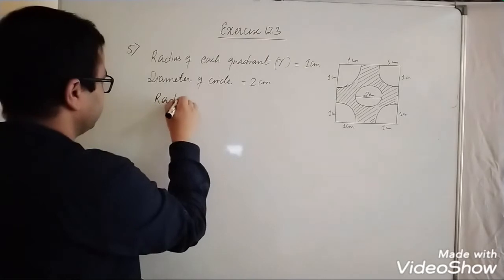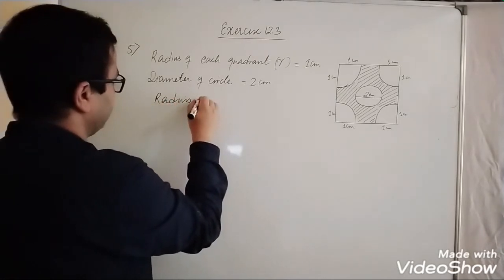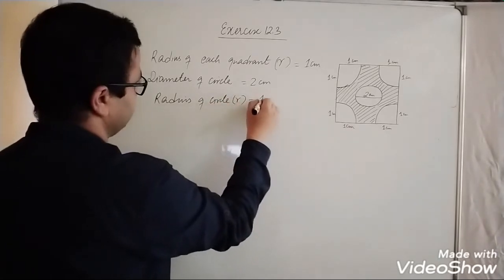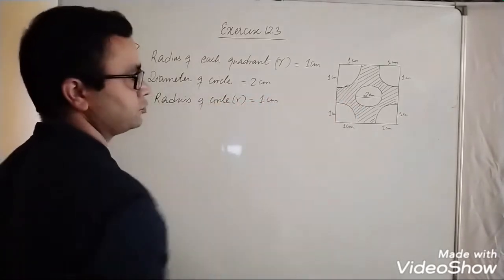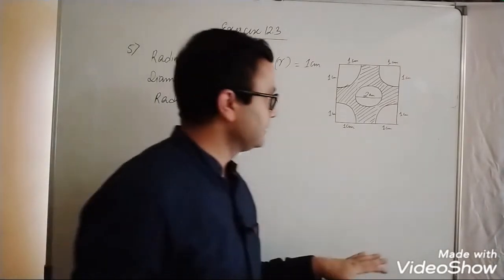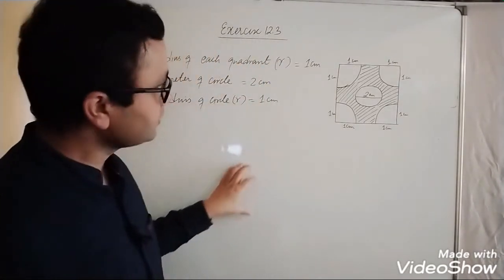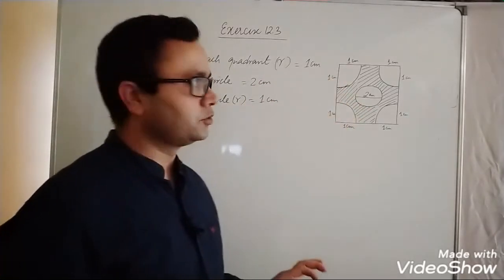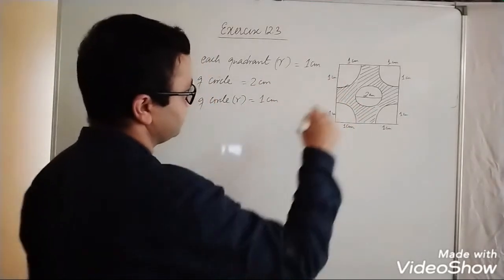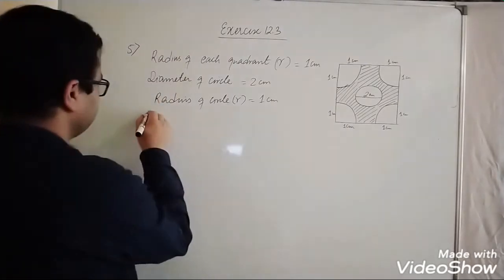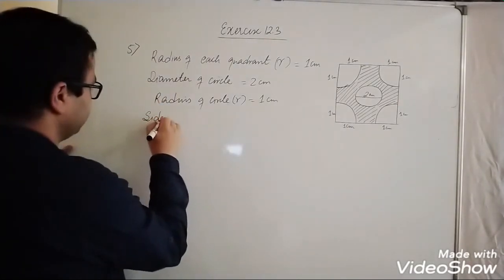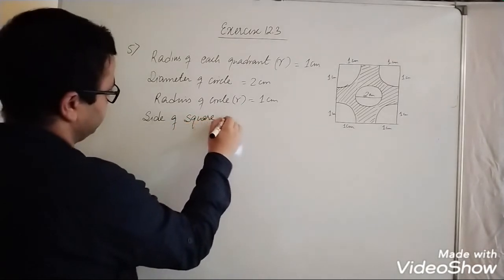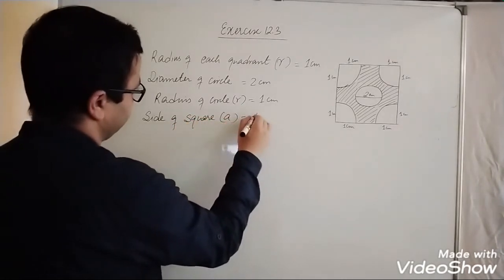Now we need to calculate the radius also. So the radius of the circle, r, is also 1 centimeter. That means the radius of the quadrant is equal to the radius of the circle. Now we can calculate the area of the remaining portion. The side of the square is also given: a equals 4 centimeter.